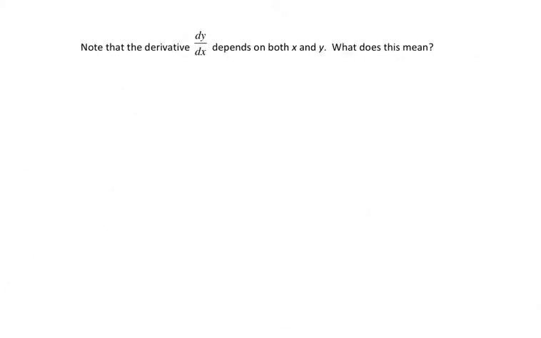So the derivative depends on both x and y. This means we have to know what y is in some way if we're going to find out what that derivative is. So let's look at this one. Find dy dx. First one is product rule. 1 times dy dx plus x times 1. Sorry, we don't know the derivative of y. It's dy dx.